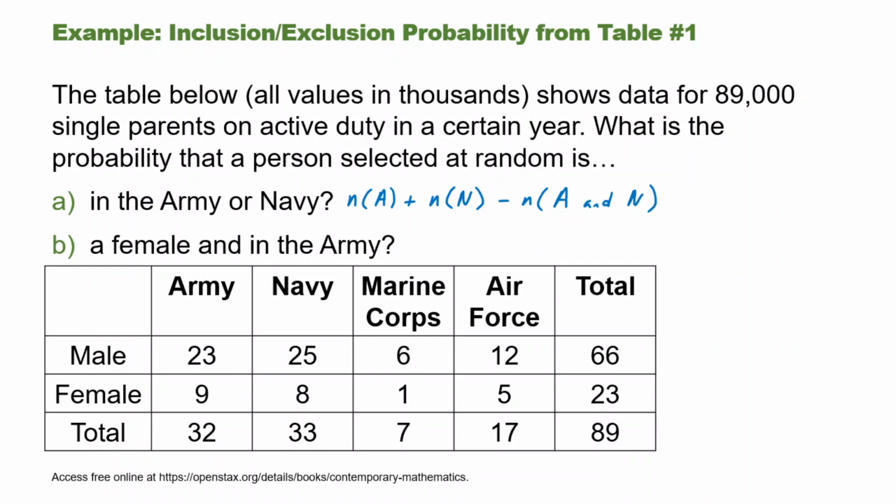Out of the 89,000, now these are all in thousands, so there are 32,000 in the Army, 33,000 in the Navy, at a total of 89,000 overall. So in this problem, these are actually mutually exclusive in that there are no parents in the Army and the Navy. So we can actually just add 32,000 plus 33,000. And each of those probabilities are out of 89,000.